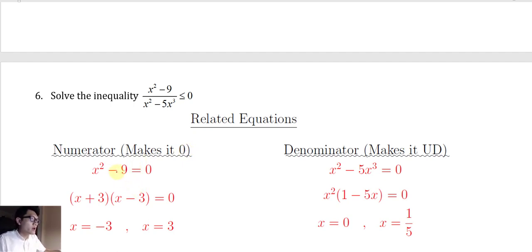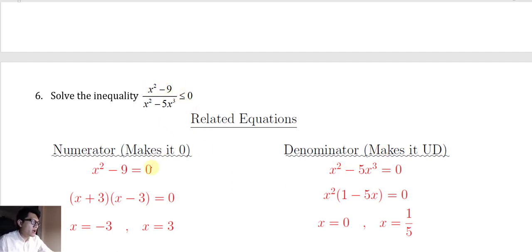We set the numerator to be 0, and we also set the denominator to be 0, because you cannot divide by 0. Anytime you are dividing by 0, it's undefined. So anytime the denominator equals 0, that makes it undefined. Okay, so we have to find the values of x that make the numerator 0 and the values of x that make the denominator also 0.